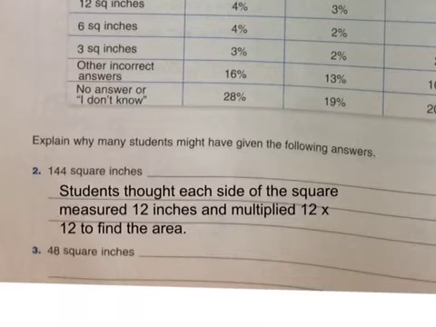For question 2, students thought each side of the square measured 12 inches and multiplied 12 times 12 to find the area. Please copy this answer exactly as you see it here. And this will be one of the key answers. Use this format to answer question 3. What did students think? Students thought each side was, and then what did they do? Okay, go ahead and do number 3 on your own. Don't forget, this is a key answer, number 2.